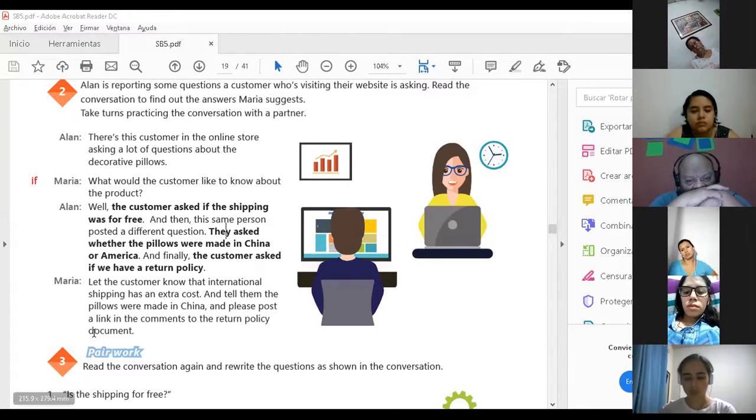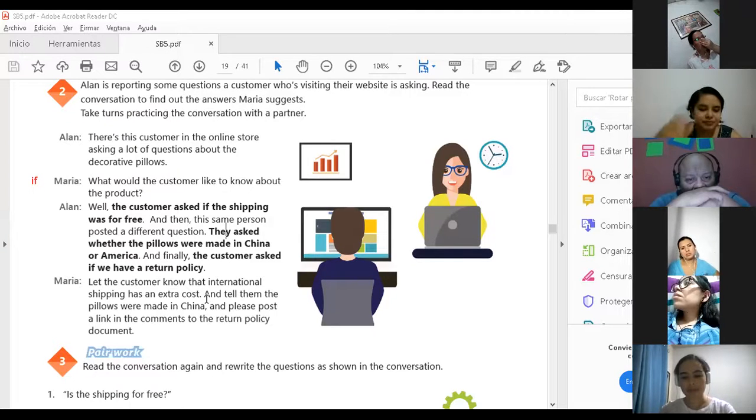Everything together, please. Well, the customer asked if the shipping was for free, and then this same person posted a different question. They asked whether the pillows were made in China or America. And finally, the customer asked if we have a return policy. Go.